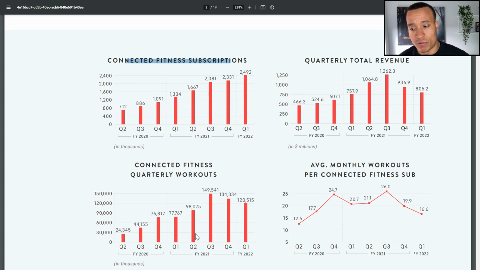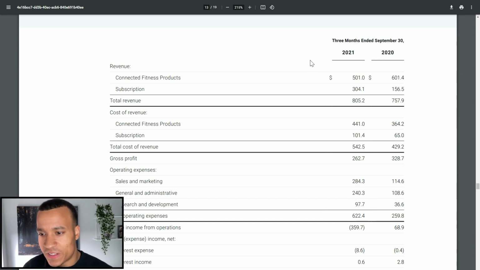So as we start to see the number of workouts drop off, we will then start to see people cancelling their subscriptions as they're no longer using the product. And therefore, as a result of that, we'll see the number of subscriptions fall as well, which of course is going to mean that the total quarterly revenue is going to fall as well. And we actually see that in management's guidance, which we'll get onto shortly. But first, I want to show you the breakdown of the income statement.